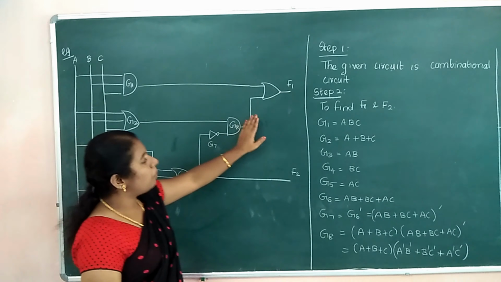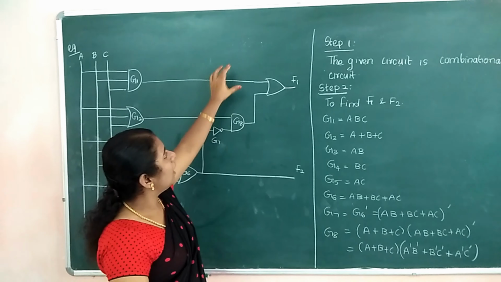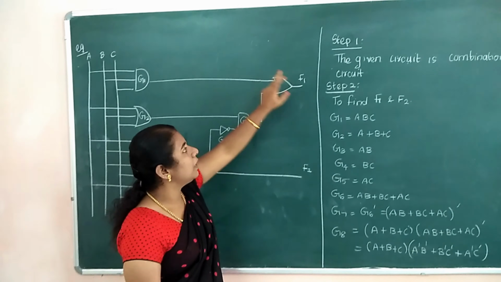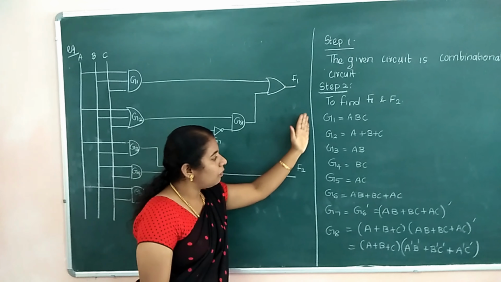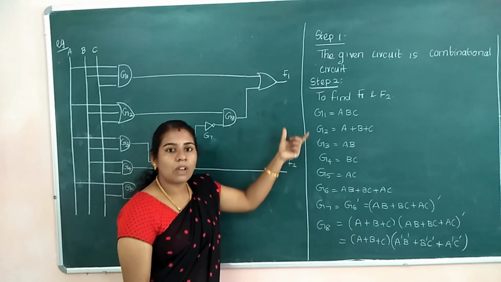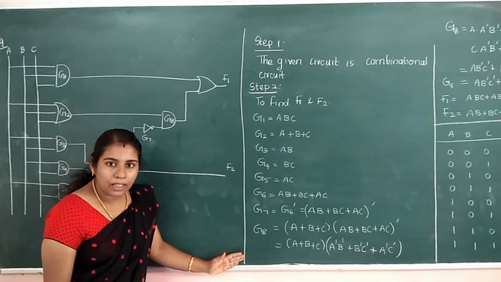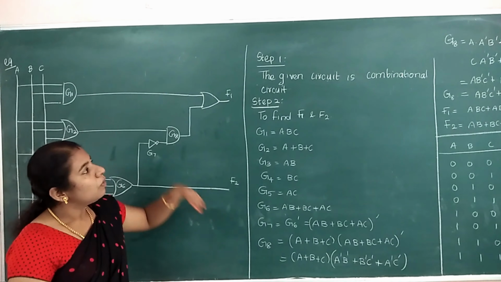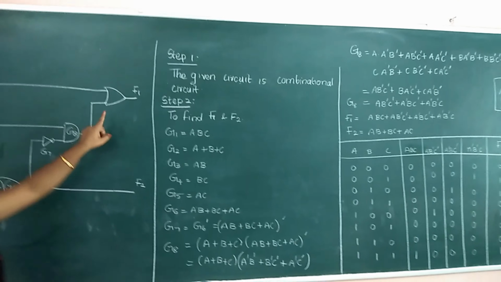So it will be the output of G8. That one gets ORed with G1, and that will be the output of F1. Like that, you want to write all the output values of each and every gate. G1 equals ABC, G2, and so on. Like that, you want to find all the outputs first, then write the output function, that is F1.